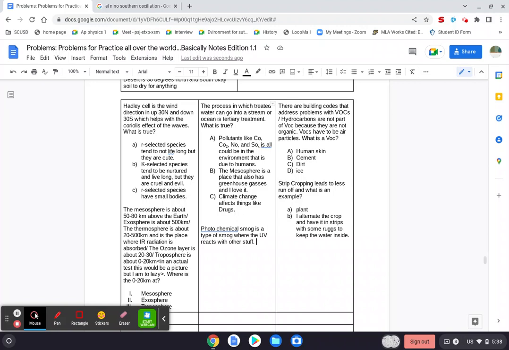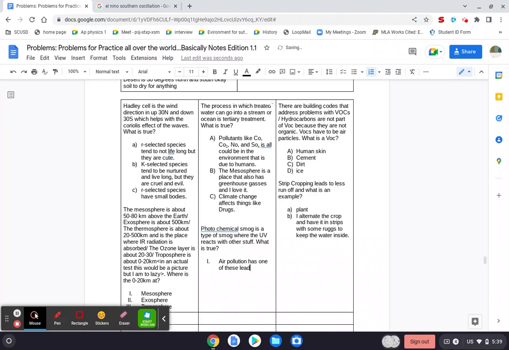Alright, sorry about that. What is true? I should have paused that. I forgot to pause it. Damn it. What is true? Okay. Air pollution has one of these.